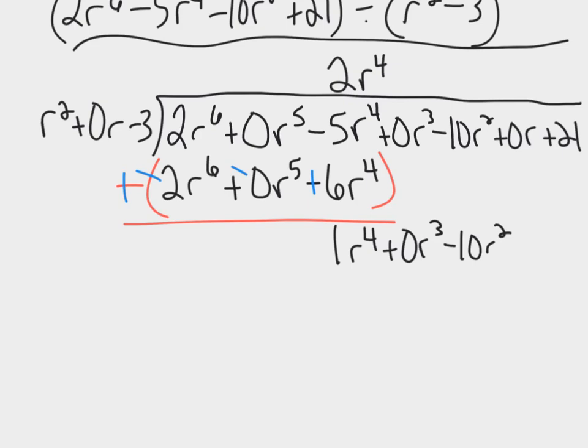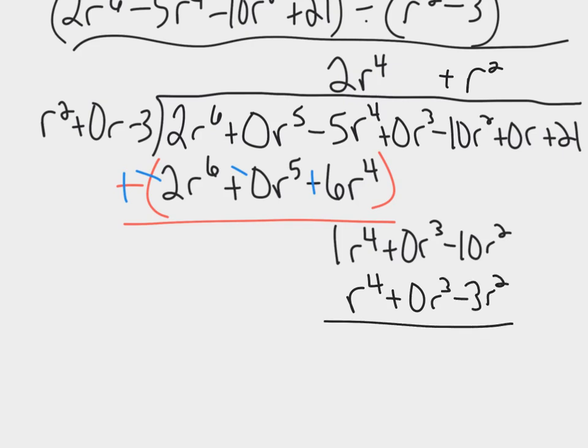If you'll notice, we don't have an r cubed. So I am going to just shift over and put it above my r squared term. You could put 0r cubed in between there if you want, but we don't really need to do that. So then if you multiply, that would be r to the 4th plus 0r cubed minus 3r squared.